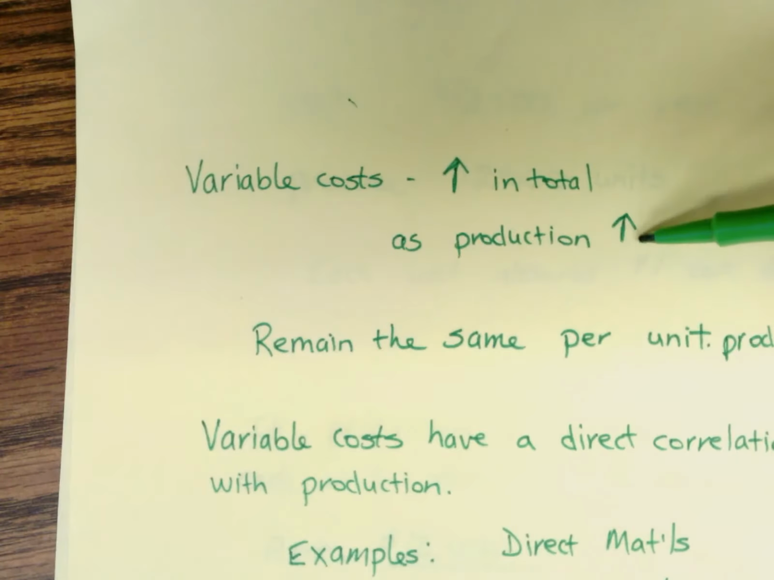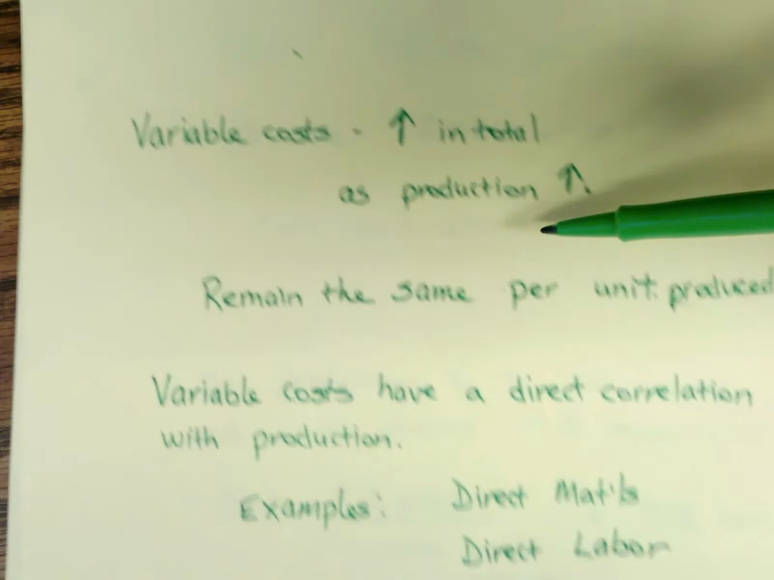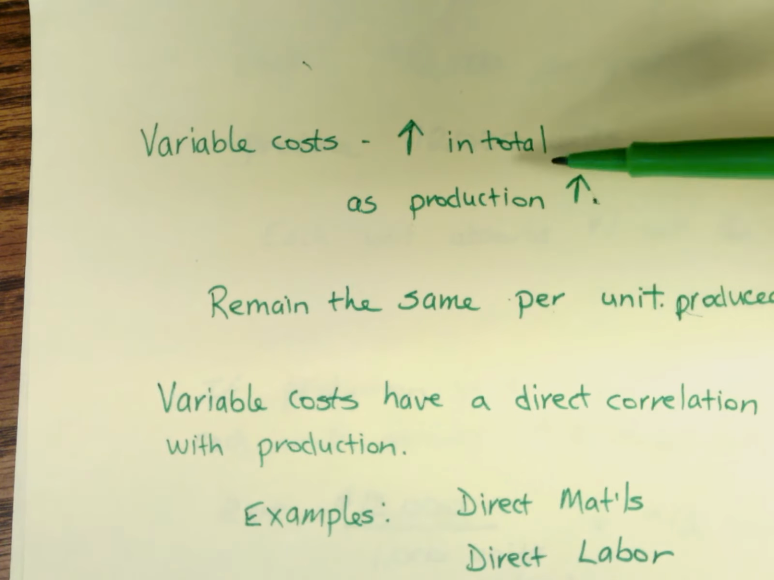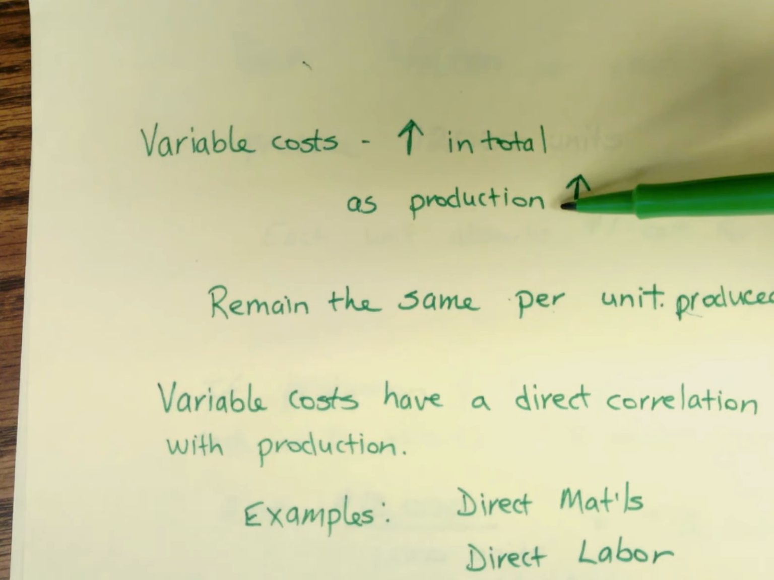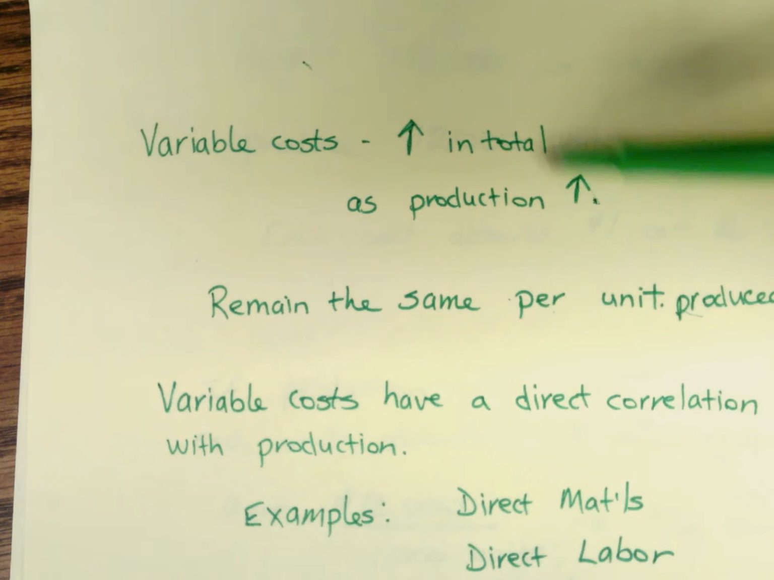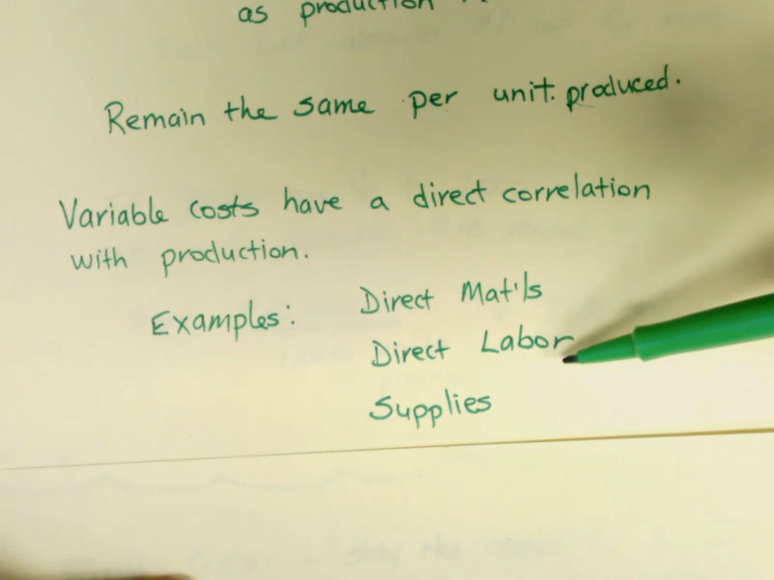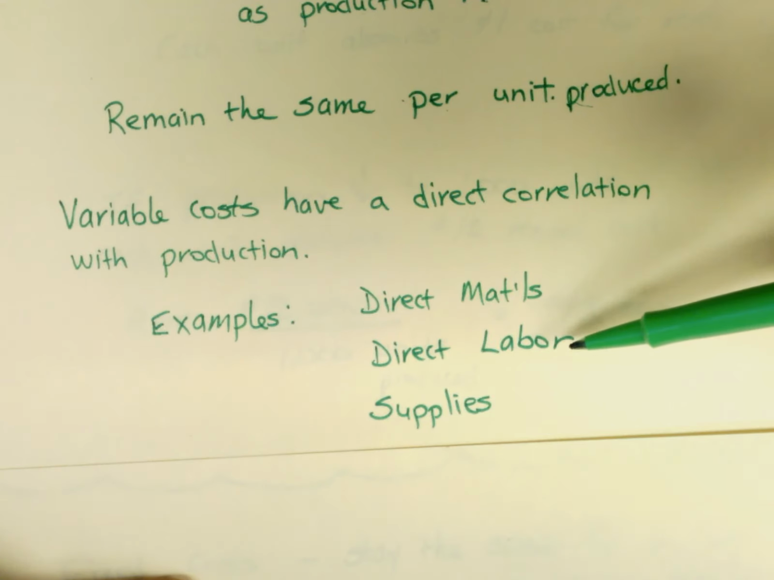Now you say, well, what about bulk discounts? What about shipping and freight? Yeah, there's a little bit of variation with shipping and freight and bulk discounts, but the general rule is that variable costs remain the same per unit, but that they change in direct proportion with production levels. So the total variable costs go up as production goes up. Okay, so examples: direct material, direct labor, and supplies, they're all variable in nature.